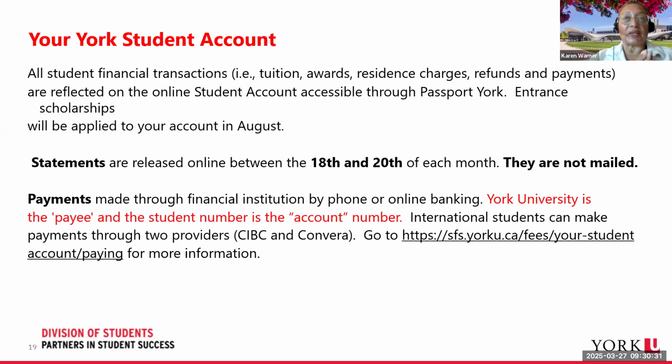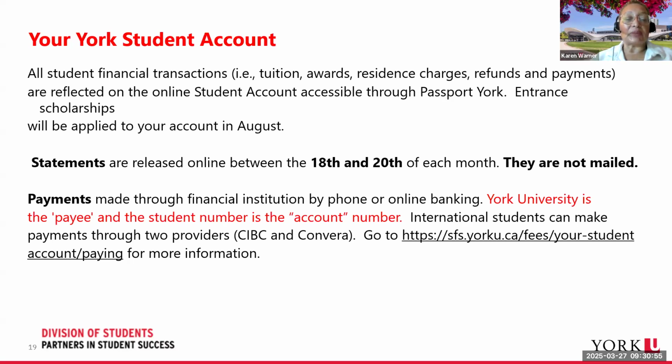Typically, the statement will be available around the 18th to the 20th of each month, and you will receive an email letting you know that that statement is now available for you to view. And then you can log in and through your Passport York, you can see two views of the account. One is the monthly statement, and one is a full transactions view. So it'll show you all transactions in and out of your account.